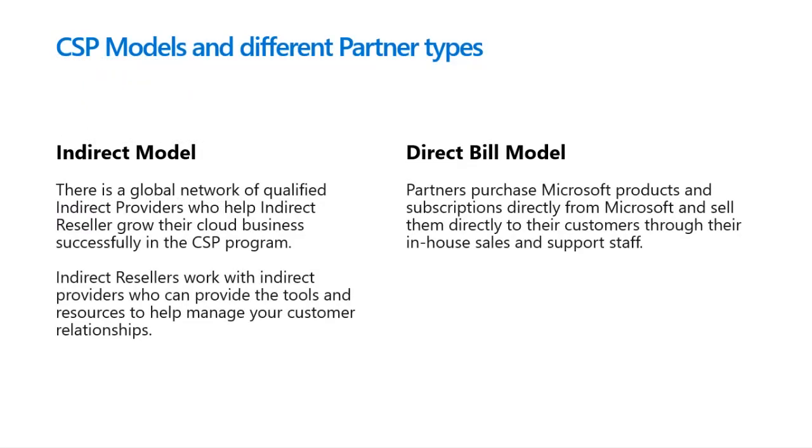Indirect model consists of two partner types, indirect provider and indirect reseller. There is a global network of qualified indirect providers who help indirect reseller grow their cloud business successfully in the CSP program. Indirect resellers work with indirect providers who can provide the tools and resources to help manage your customer relationships. While direct bill model consists of only one partner type, that is direct bill partner. Partners purchase Microsoft products and subscriptions directly from Microsoft and sell them directly to their customers through their in-house sales and support staff.